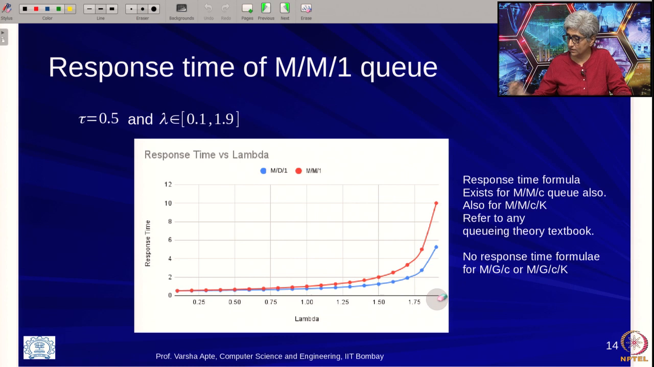Now, this response time formula is available for M/M/c/Q also, and also M/M/c/K. We are not going to talk about this in this course, but you can refer to any queuing systems textbook, and these two formulae you can find. But for M/G/c and M/G/c/K, there is no exact formula; they are just not solved. You can get approximate answers, but you do not get exact answers. Okay, so that was about the response time.